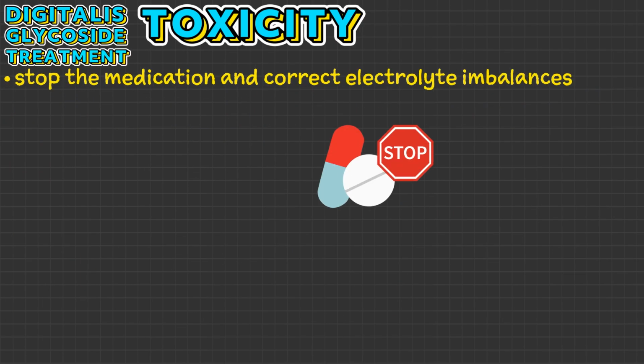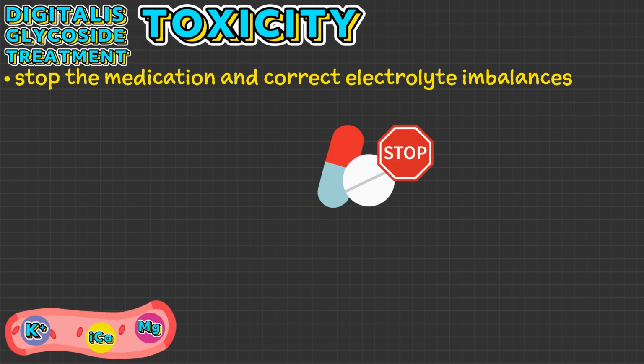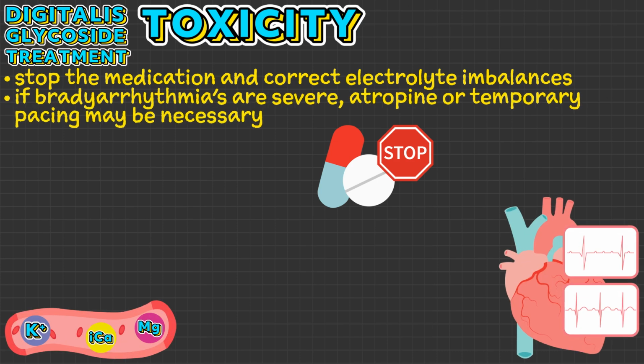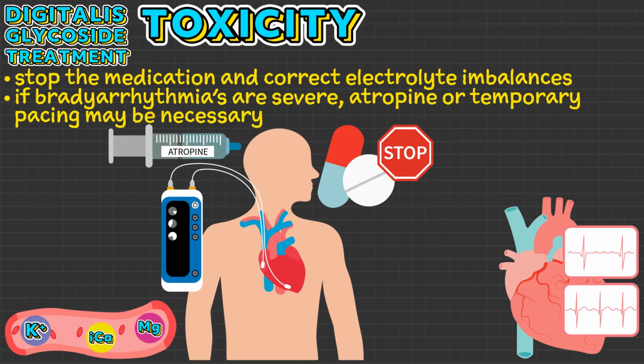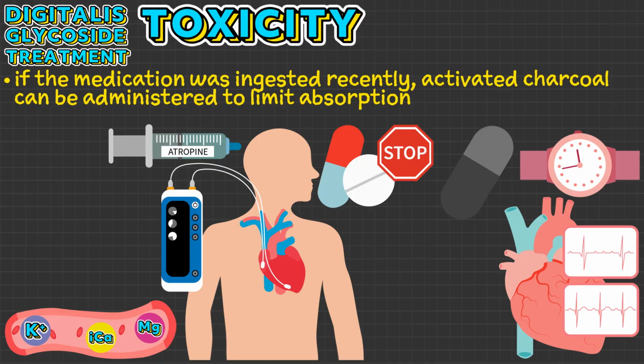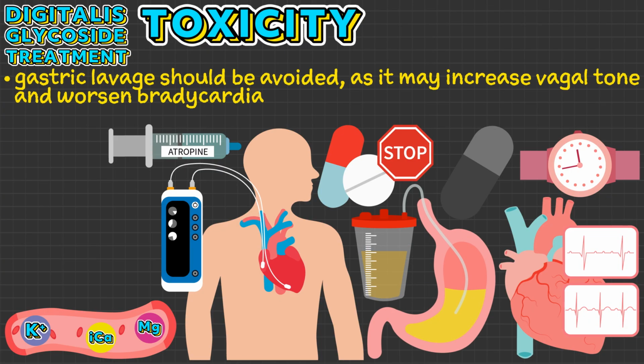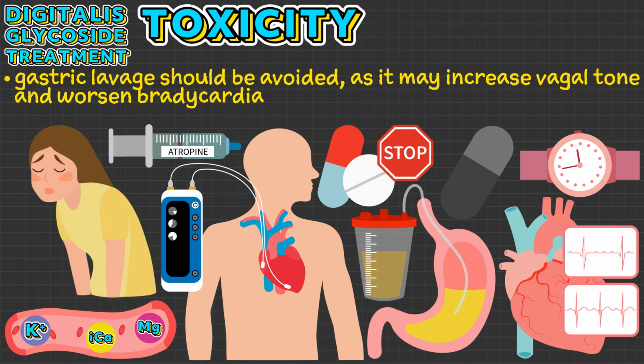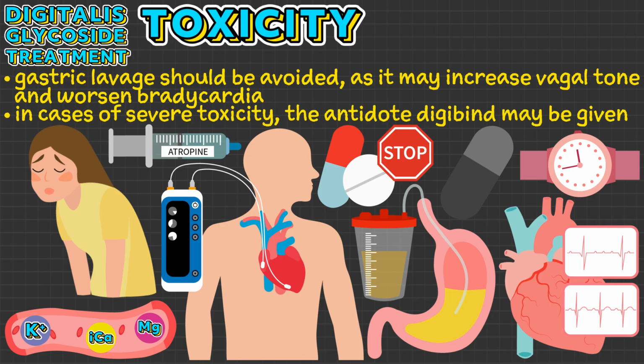Treatment of Digitalis glycoside toxicity includes stopping the medication and correcting electrolyte imbalances. If bradyarrhythmias are severe, atropine or temporary pacing may be necessary. If the medication was ingested recently, activated charcoal can be administered to limit absorption. However, gastric lavage should be avoided as it may increase vagal tone and worsen bradycardia. In cases of severe toxicity, the antidote, Digibind, may be given.